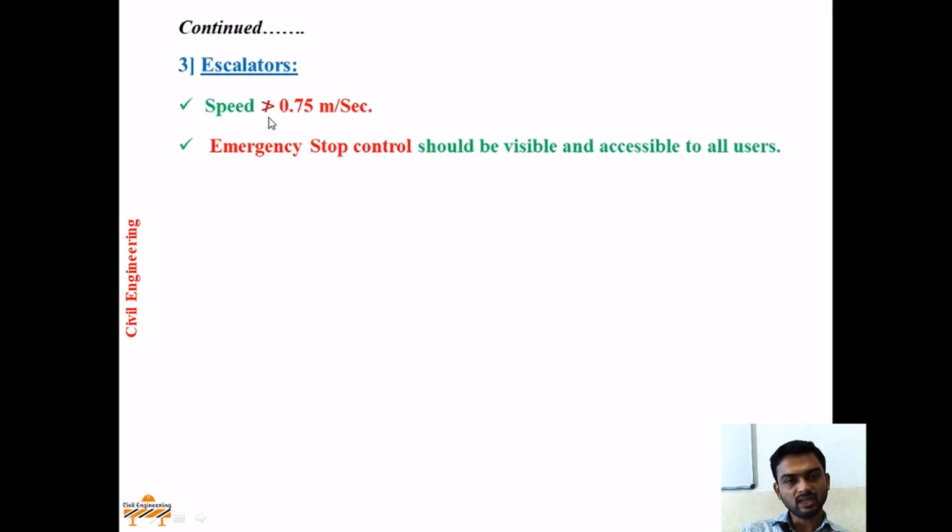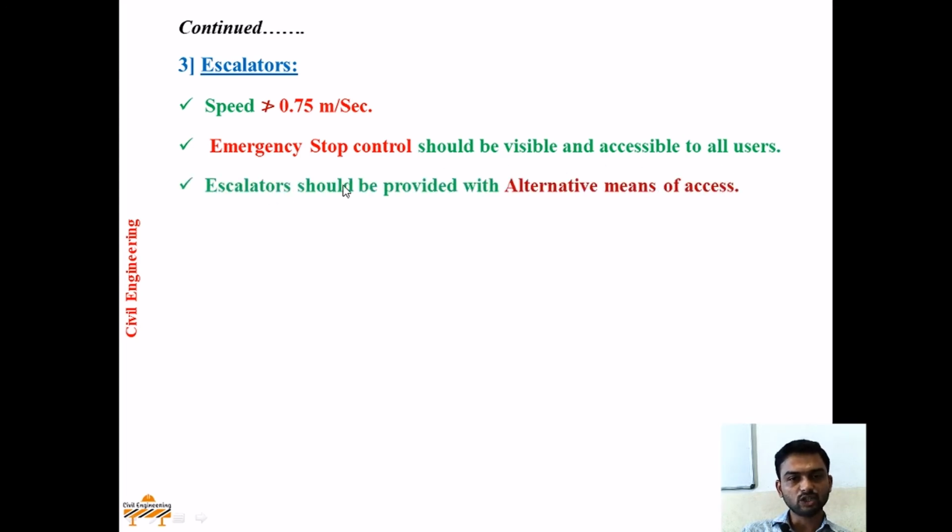The speed of the escalator should not be more than 0.75 meter per second. Emergency stop control should be visible and accessible to all the users. In case of any mishap, the emergency stop control should be immediately visible and accessible for all the users. The escalator should be provided with an alternative means of access. That is, a staircase should be provided alternatively to the escalator.